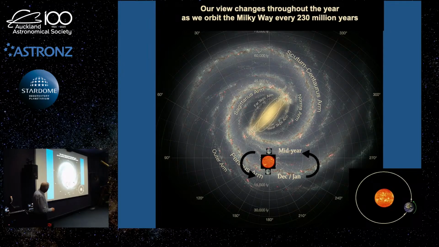And as we go around to our summertime, for the southern hemisphere, let's just call it December, January, we're looking outwards towards the outer part of the galaxy that way. So that's why our view of the night sky and our view of the galaxy changes throughout the year as we rotate around.